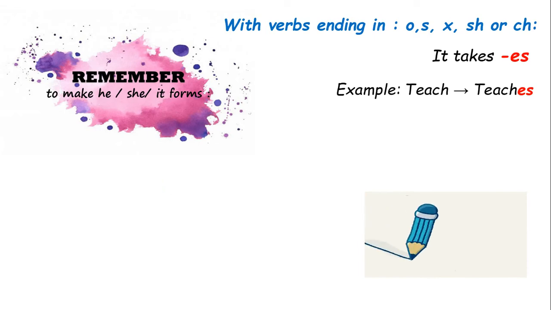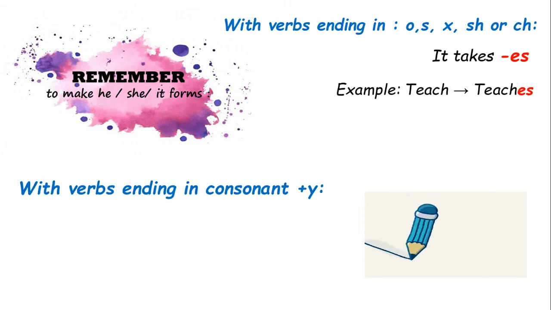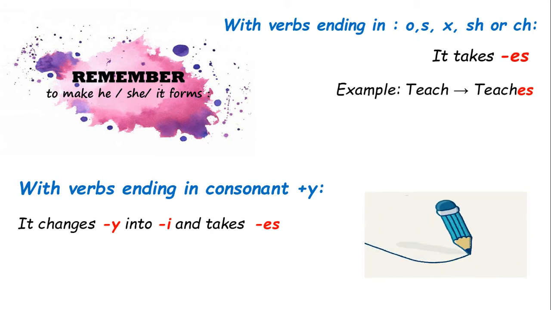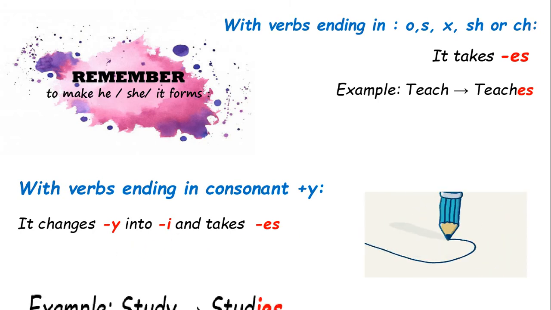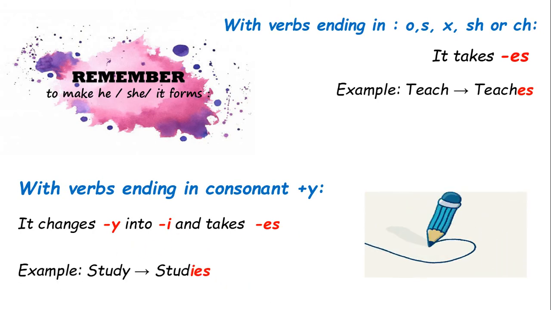And the second specific rule is with verbs ending in consonant plus y. It changes the y into i and takes es. For example, study becomes studies.